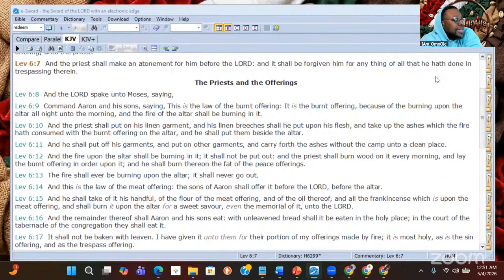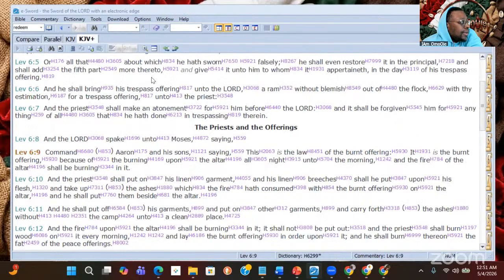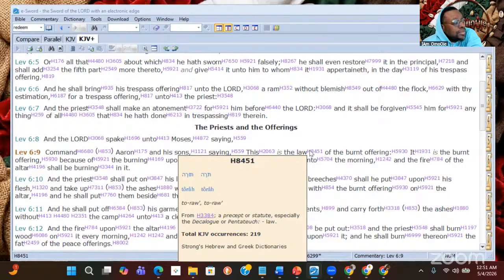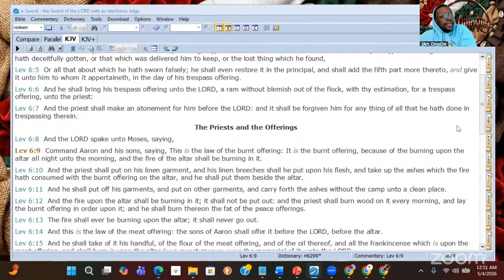And Jehovah spake unto Moshe, saying, command Aharon and his sons, saying, this is the law of the burnt offering. What word are they using for law? Torah. Okay, so that makes sense. The Torah is the law. They said the law of Moses, the law of Moshe, but it's not only talking about Moses. It's talking about many others that come before him and those who come after him.